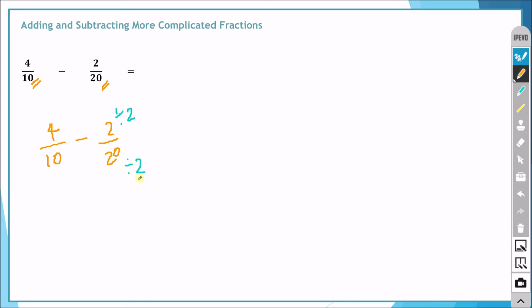So if we divide the top and bottom by 2, what do we end up with? We end up with 4 over 10 minus 1 over 10, because 2 divided by 2 is 1, and 20 divided by 2 gives us 10. And that results in an answer of 3 over 10, because we know the denominator is going to be 10, and then it's just 4 minus 1 if you imagine the circles again. That's your answer.